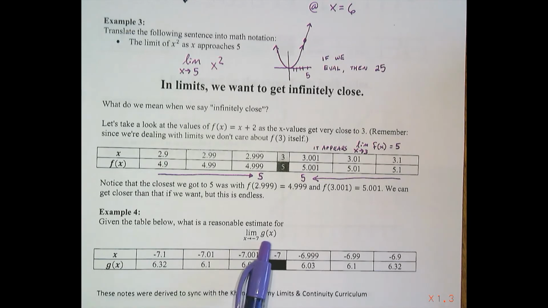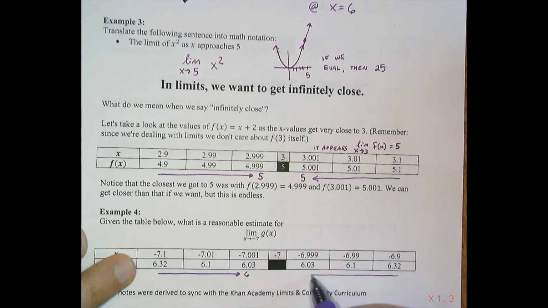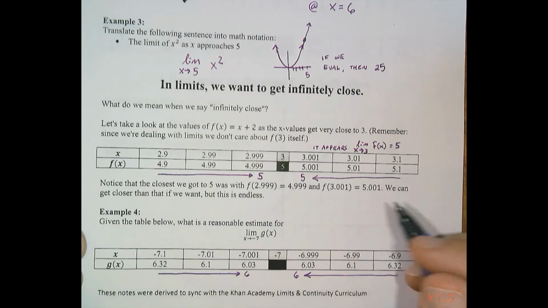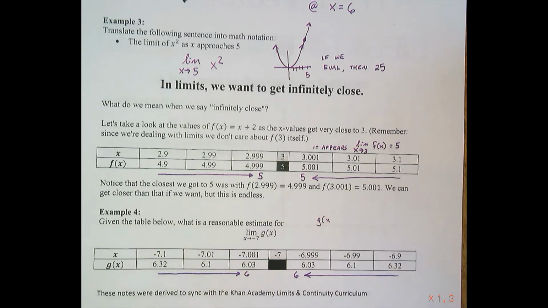In this case, example 4, I have the limit as x approaches -7 of some unknown function. So I don't even have an equation to plug into. But I've told you the values on the table, and within this table, it would appear as though the left-hand side is in fact approaching a value of 6, and the right-hand side is also approaching a value of 6. Now, this does not mean that g of -7 is equal to 6.